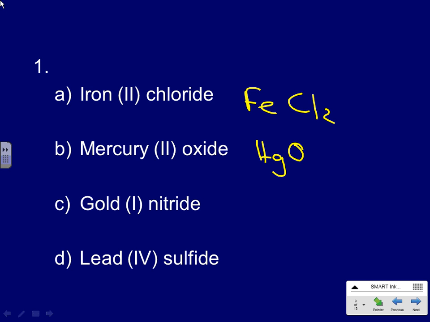Dallas, what do you got? Au3N. Excellent. 3 and 1. Lead 4 sulfide. And what do we got? We got too many, same name here. What do you got? PbS2. Yes, because the 4 went there, the 2 went there, and we cancel off a common factor of 2. Okay? Excellent. Let's keep rolling.